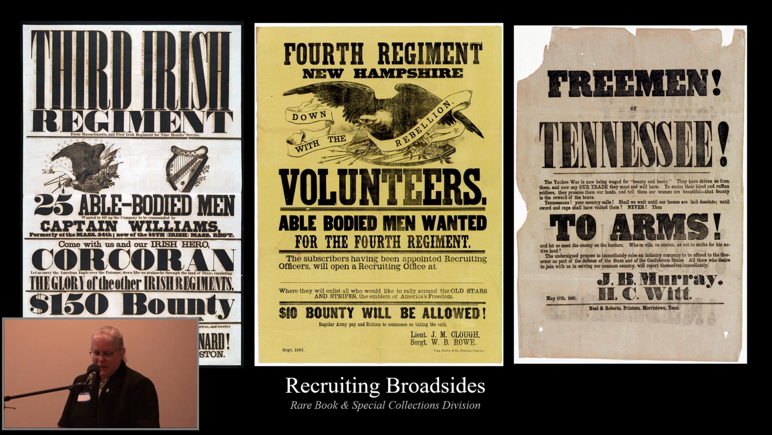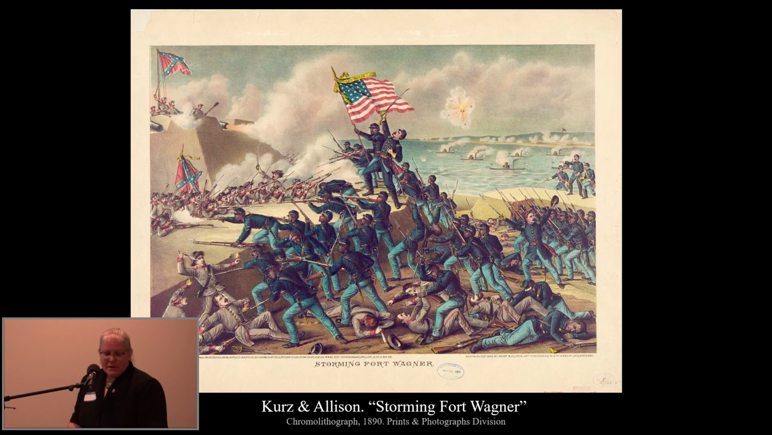The freemen of Tennessee were told that the Yankee War is now being waged for beauty and booty, and threatened that successful Union troops would steal their women and their land. The library is also strong in graphic arts from the Civil War and Reconstruction eras, especially mass-produced lithographs representing the war. Some, like this 1890 Currier and Ives print depicting African-American troops in the 54th Massachusetts storming Fort Wagner, were made long after the war. But they are still really important for documenting visual representations and interpretations of the Civil War period itself and later on.